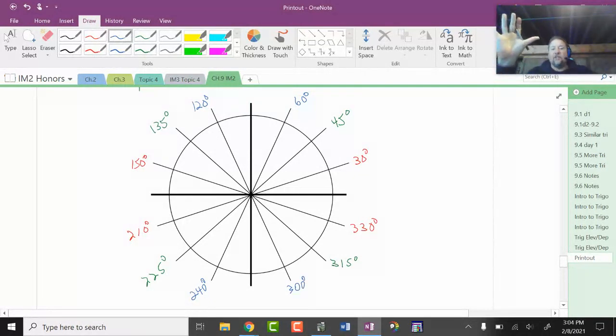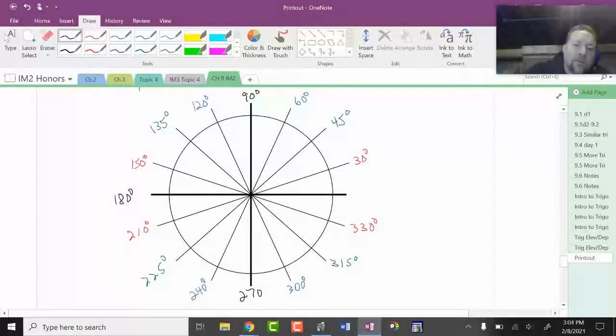Okay, it's only the fractionally challenged that are going to have trouble with radians. Oh, by the way, 90, 180, 270, 360, oh, and 0.